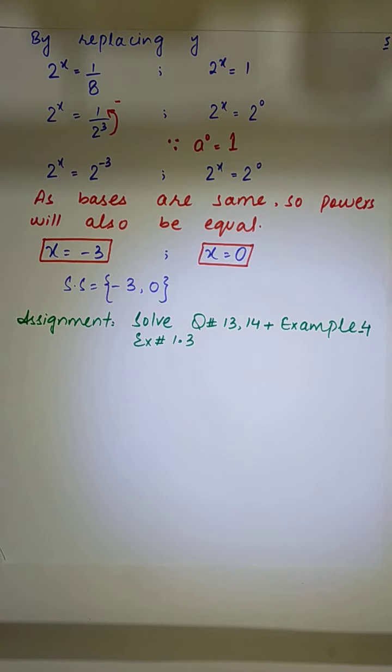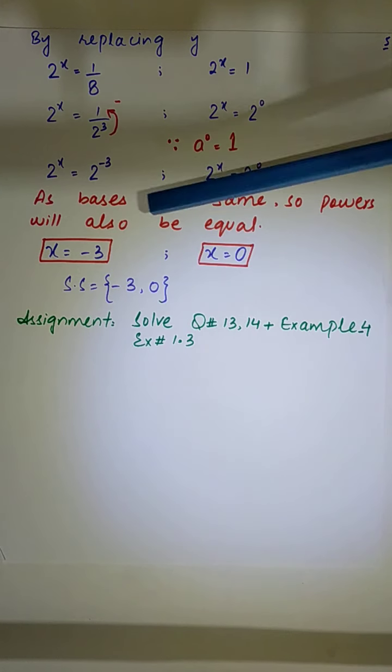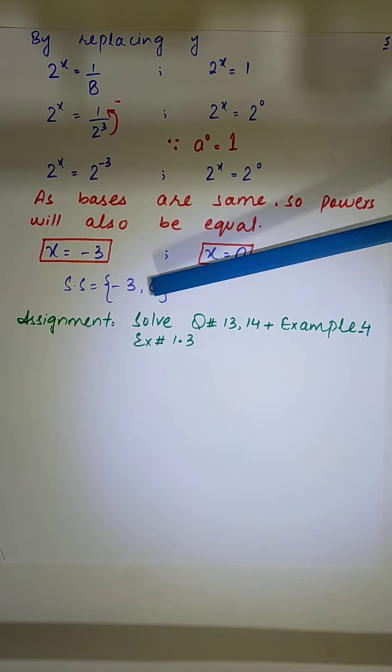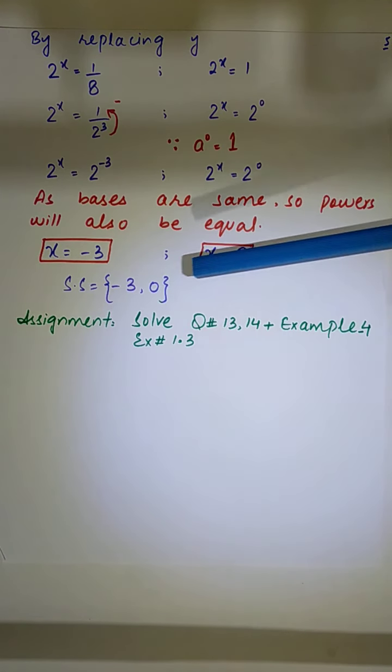And now we will write these two answers in the solution set inside the bracket. Like solution set is minus 3 and 0. And this is your final answer of this question number 12.